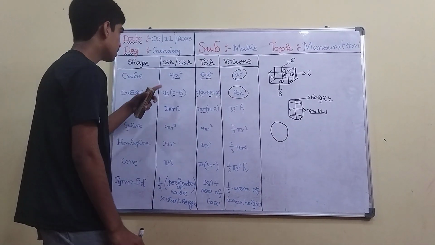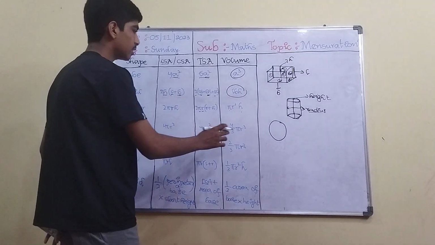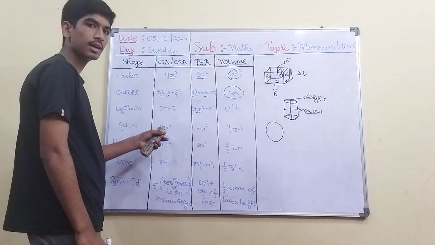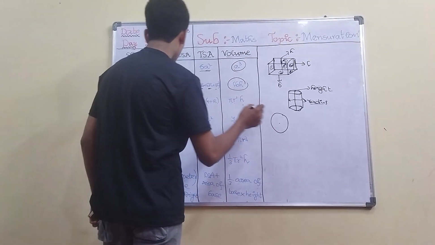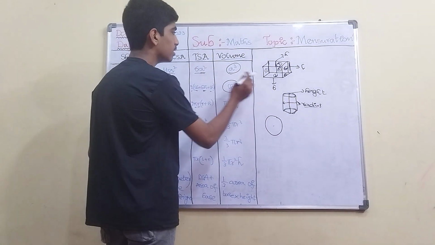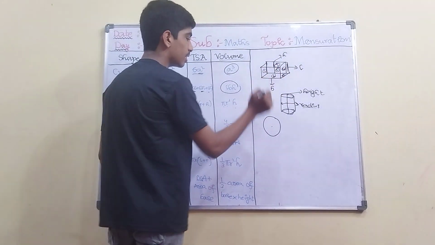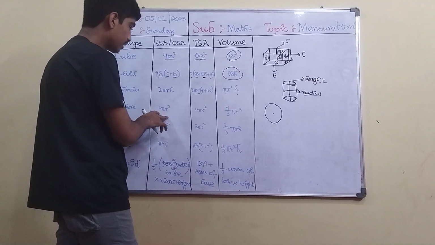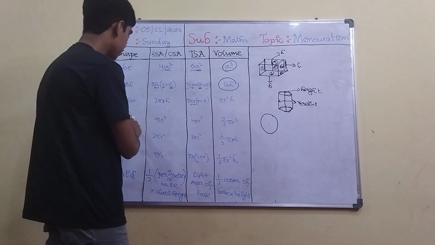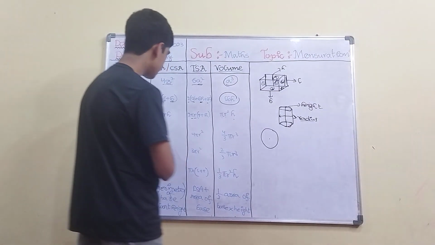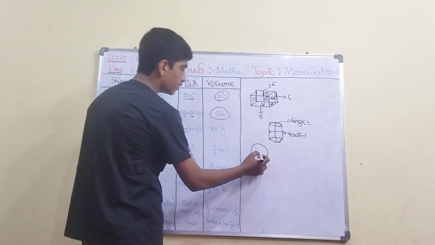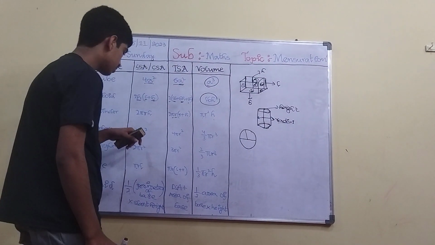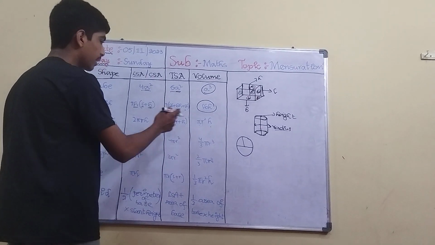This is the sphere. The LSA, we should not take LSA, we have to take CSA because it is curved in shape. So the CSA of sphere is 4 pi r square. LSA should be taken only for the shapes which have corners. Here there is no corner, so we have to take CSA. So the CSA of sphere is 4 pi r cube. It means 3 times radius is taken, 1, 2 and 3.